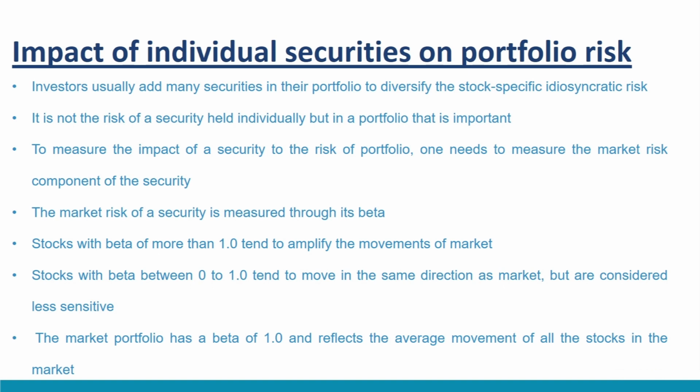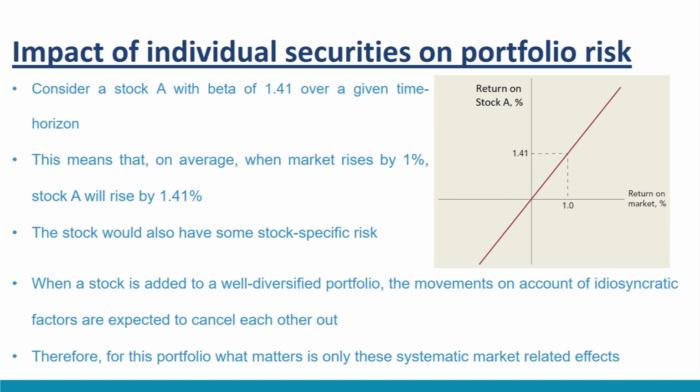The market risk of a security is measured through its beta, that is, the sensitivity of the stock to market movements. Stocks with beta of more than 1 tend to amplify the movements of market. Stocks with beta between 0 to 1 tend to move in the same direction as market, but are considered less sensitive. The market portfolio has a beta of 1 and reflects the average movement of all the stocks in the market. This is so because market portfolio is often defined as the portfolio of all the stocks in a market.